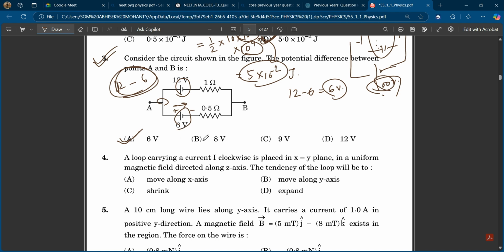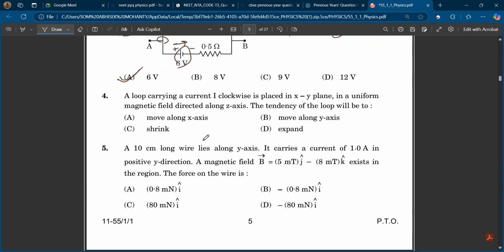Next question. A loop carrying current I clockwise is placed in the XY plane, clockwise like this. So this is X, this is Y. In a uniform magnetic field directed along the Z axis. So the magnetic field is along the Z axis, and the current is in the clockwise direction. The tendency of the loop will be... So this is the question.